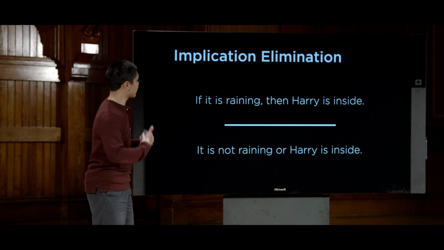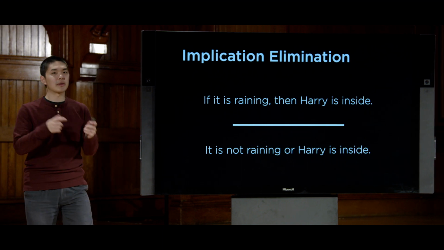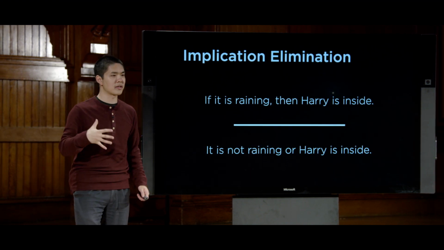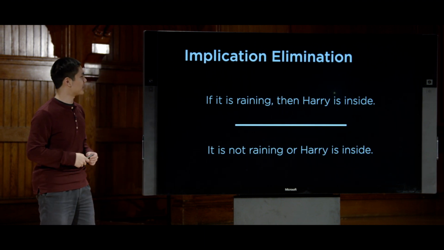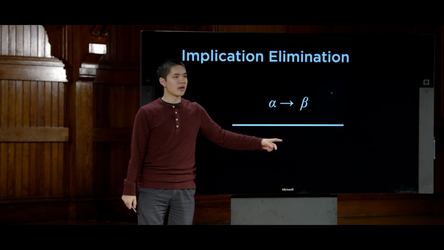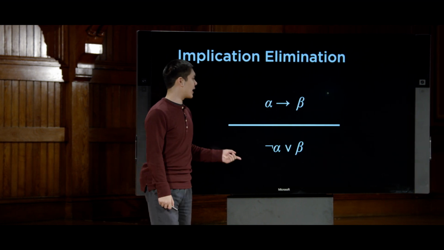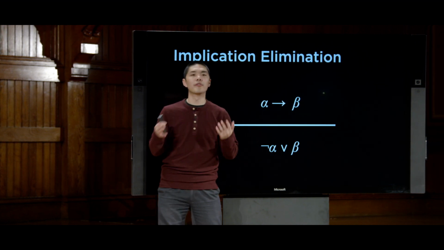And this is known as implication elimination. And this is similar to what we actually did in the beginning when we were first looking at those very first sentences about Harry and Hagrid and Dumbledore. And phrased a little bit more formally, this says that if I have the implication alpha implies beta, that I can draw the conclusion that either not alpha or beta, because there are only two possibilities.